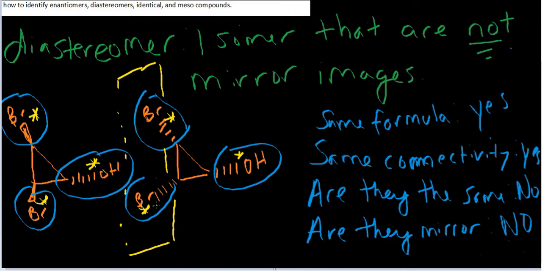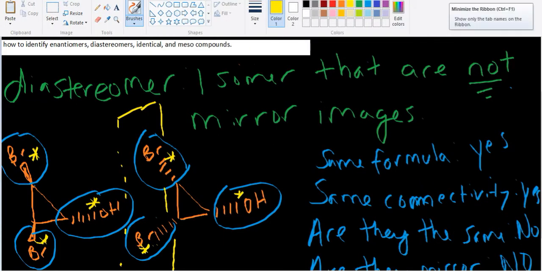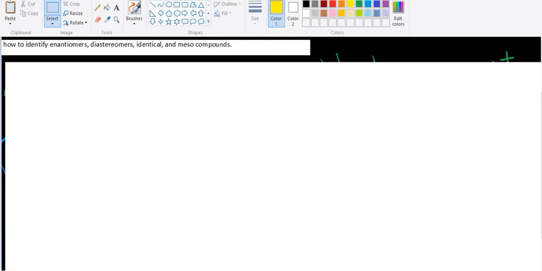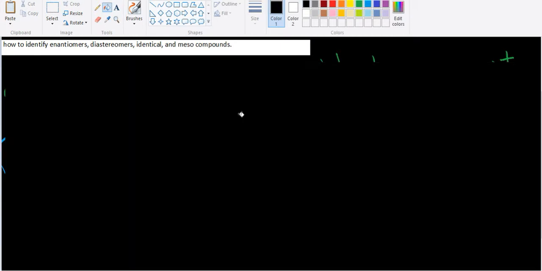So let's now take a look at the identical molecules. That's kind of easy to break down. The identical, that's simple. So we'll erase this and consider identical molecules. Identical molecules, I have to say, is the easiest one to figure out. If they look alike, then they're identical, pretty much.